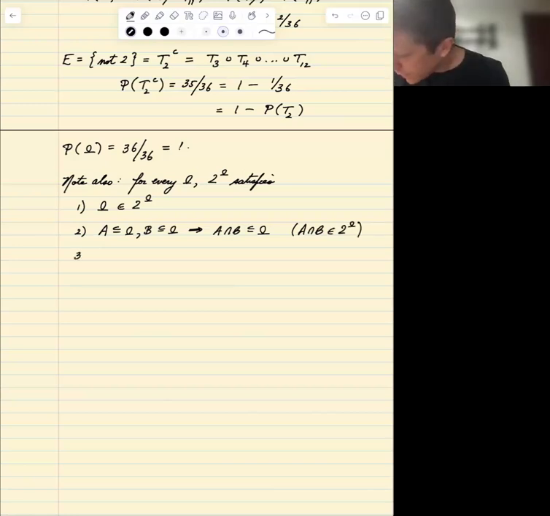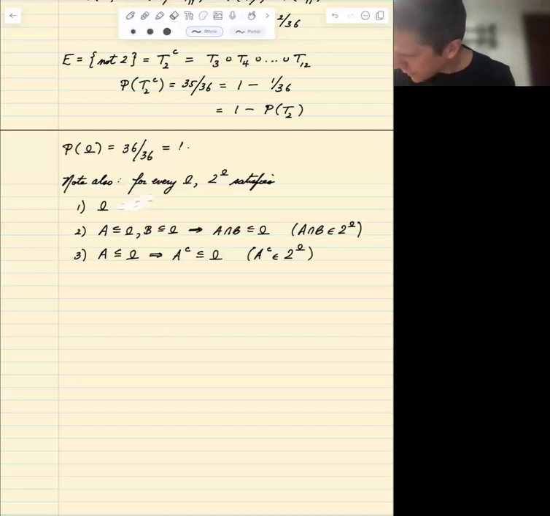And if A is a subset of omega, then the complement is a subset of omega, which again means that A complement is in the power set. Let me make this consistent. Omega is a subset of itself, which says that omega is an element of the power set.